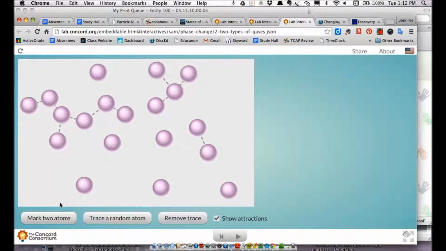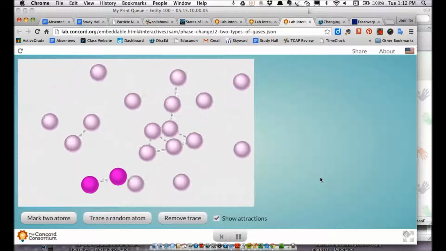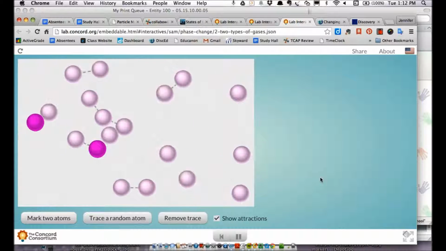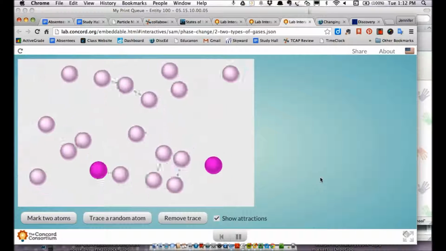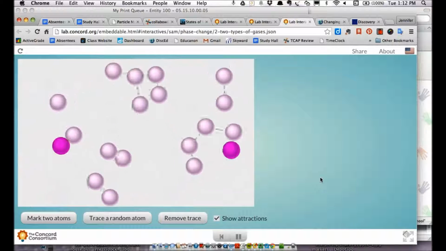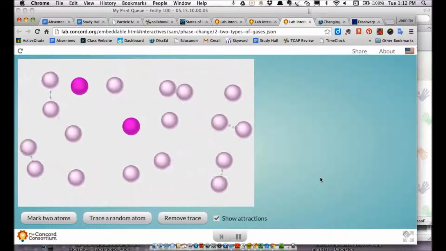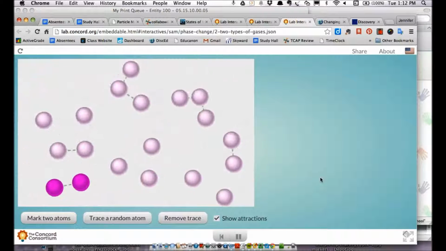Now, I'm going to again mark two atoms. And then I'm going to press play to start the simulation. Notice how they're moving faster and they're bouncing off each other. So we've talked about gases don't have their own volume. They continue to spread out. This is why. They're bumping into each other and they spread out more, bump again, spread out more.